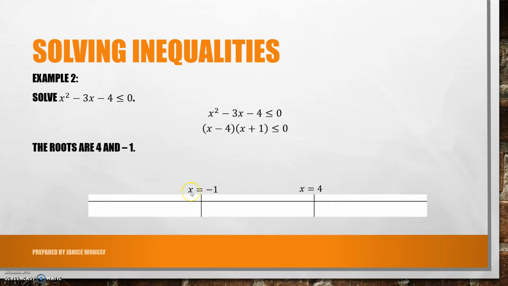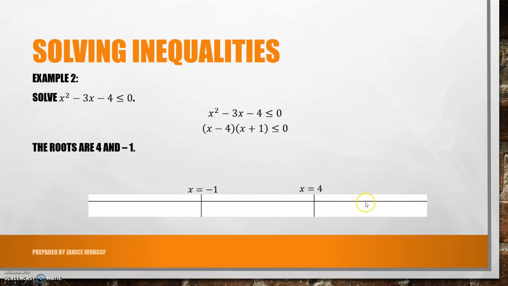We should place x equals to -1 on the left and x equals to 4 on the right, because smaller value will be on the left. Okay, then we have to check the sign for each region, right? So here, what do you choose? What x value do you choose to be substituted into this expression?